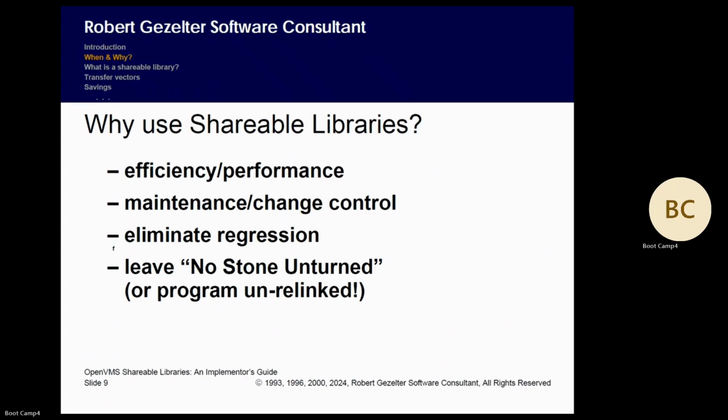Why? Shareable libraries get you efficiency, performance, maintenance, and change control. You get rid of regression problems because you know everybody got relinked. And in effect, you cut manpower and man-hour needs in doing upgrades.